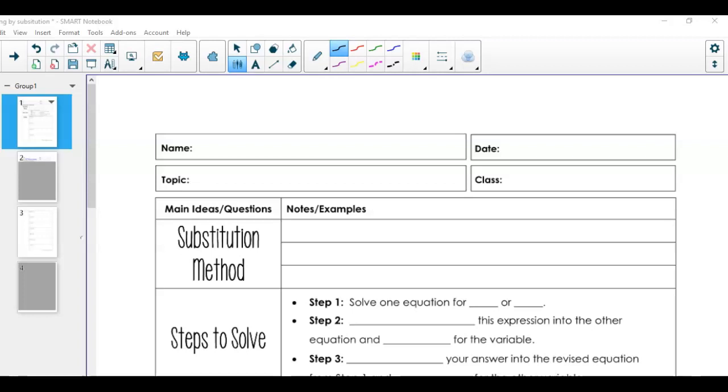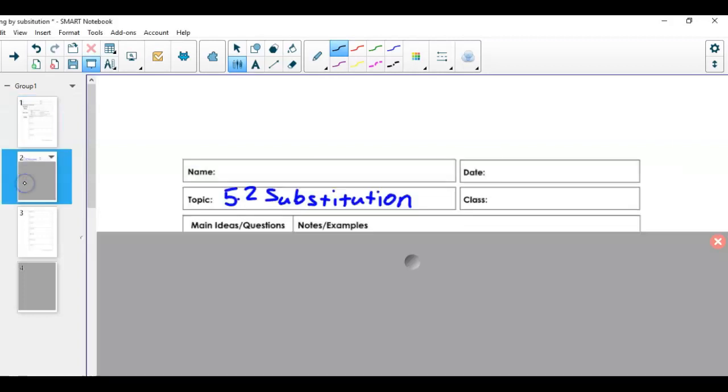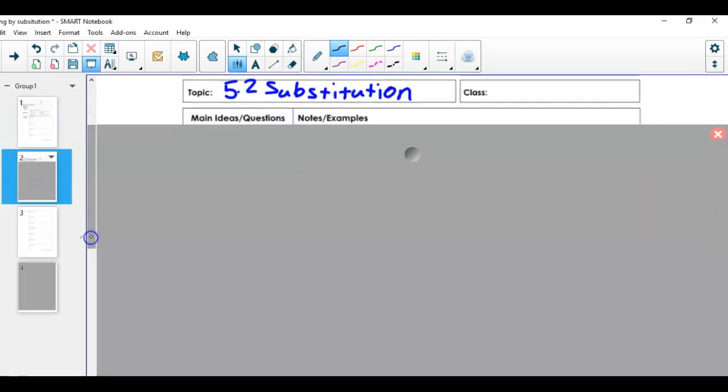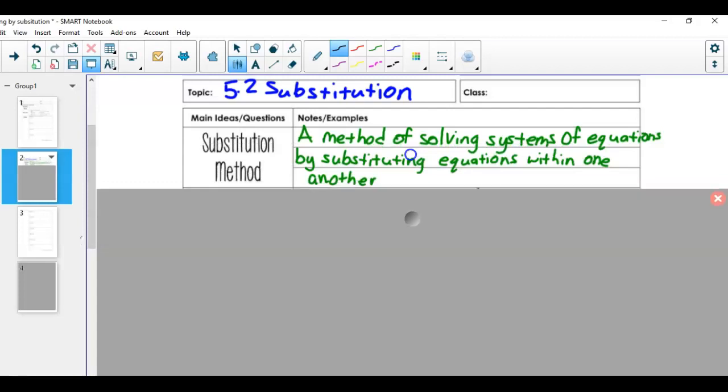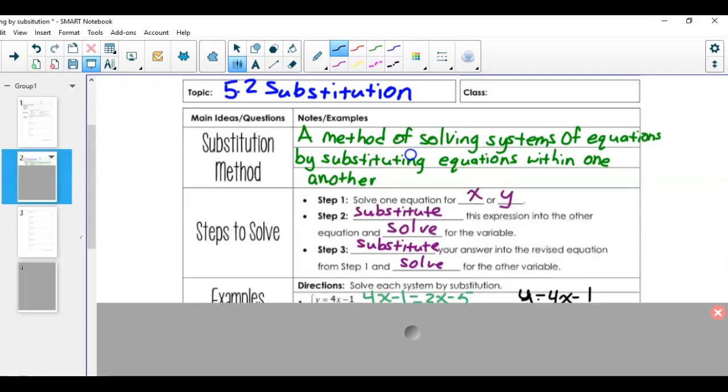So first, let's talk about the definition of what substitution method is and the steps to do this. So substitution method is a method of solving systems of equations by substituting equations within one another. So think about this as evaluating, but we're evaluating entire equations instead of just numbers like we were before. How we do this is as follows.